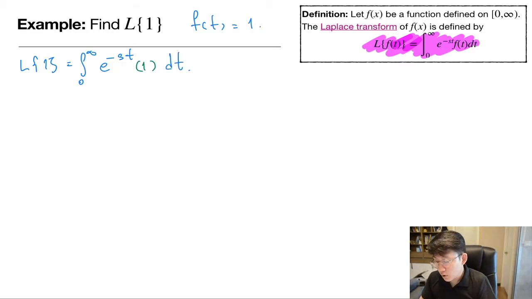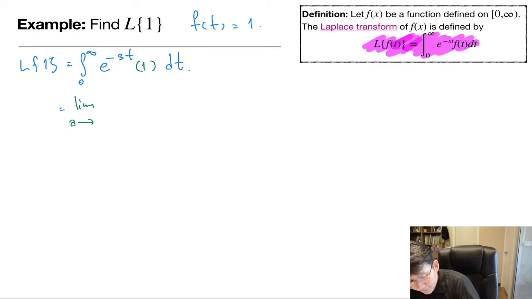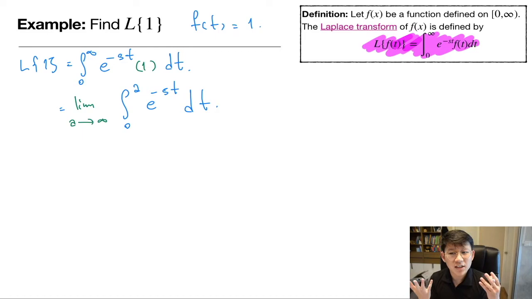Okay, and if you want to integrate this function, you need to take a limit, right? It's an improper integral, right? It integrates from 0 to infinity. You can't really integrate to infinity, so you need to do this. It's actually the limit as a approaches infinity of the integral from 0 to a of e to the minus st dt. Basically, that's the way to do it. You integrate from 0 to a, and then you let a go to infinity.